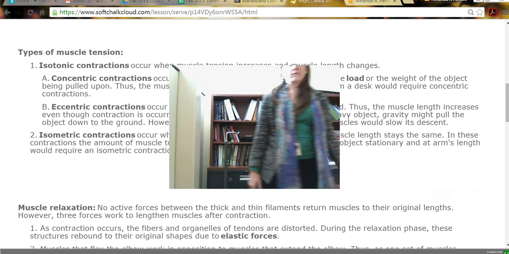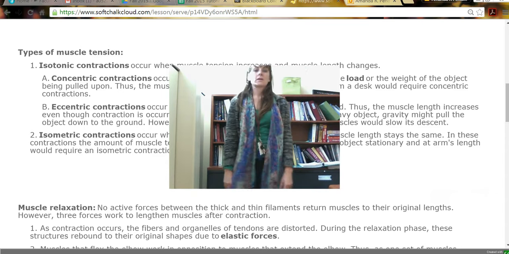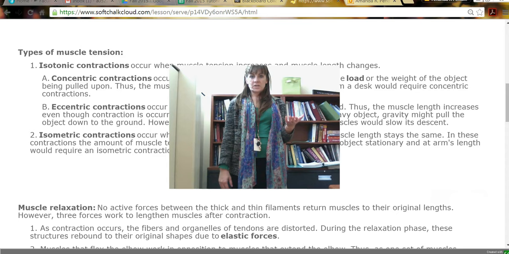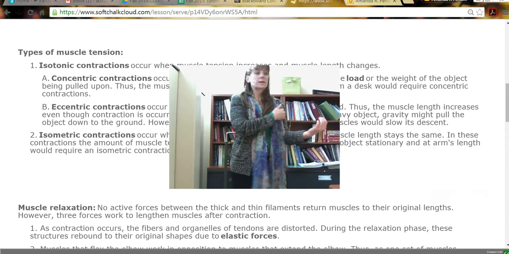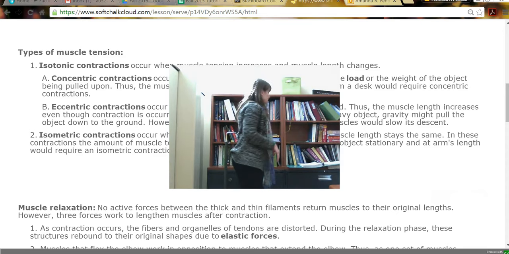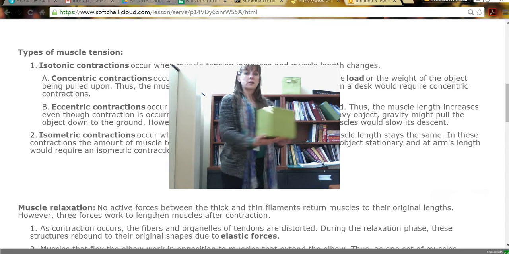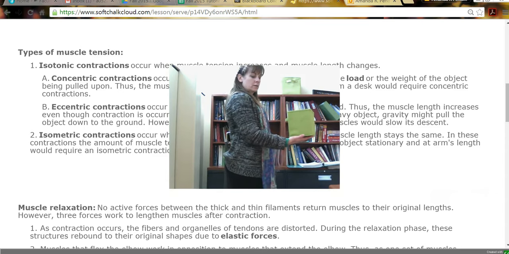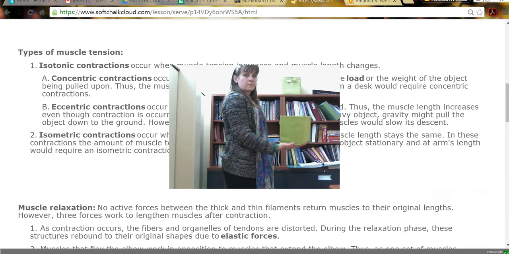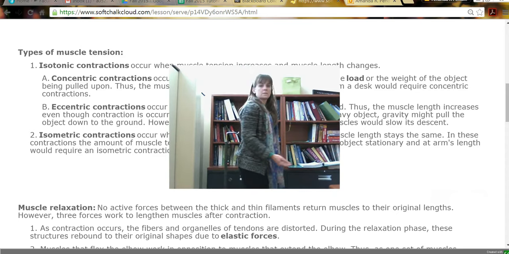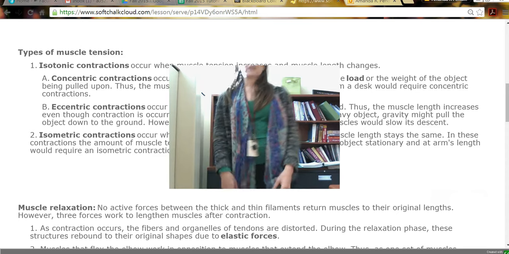Finally, we have isometric contractions. And that's where the weight of the object is the same as the tension produced. And so the muscle length doesn't change. And so, for example, right here, I am holding this in the air. I have this muscle contracted, it's producing tension. This is not moving. The length here is not changing. So this is an isometric contraction. And those are going to be the different types of muscle contractions.